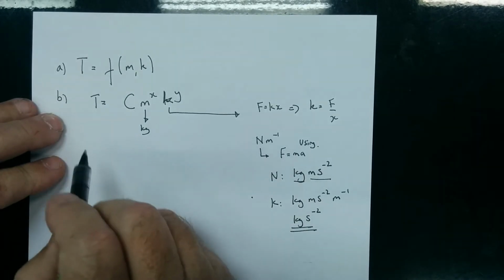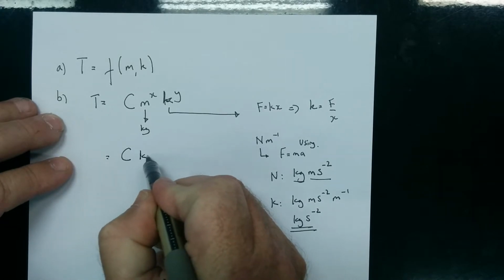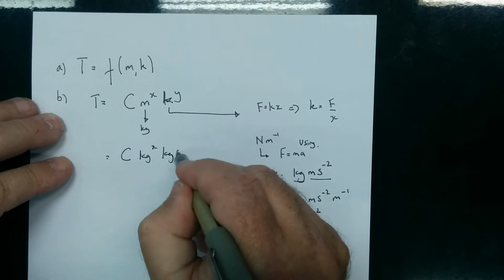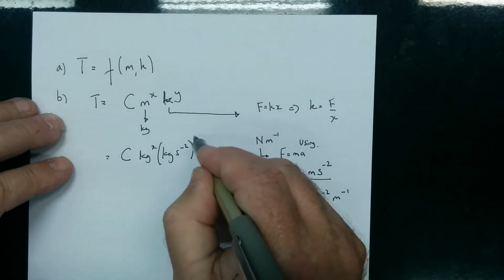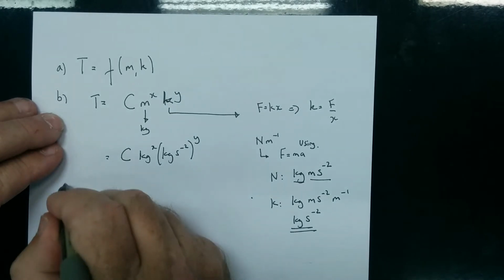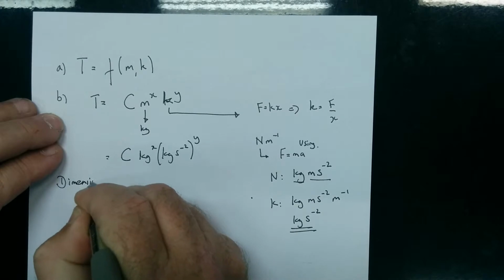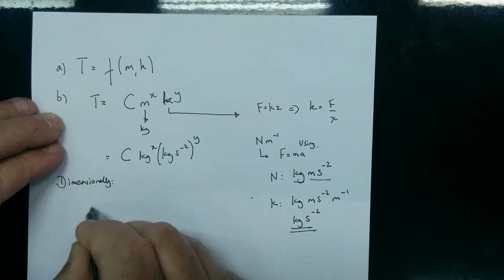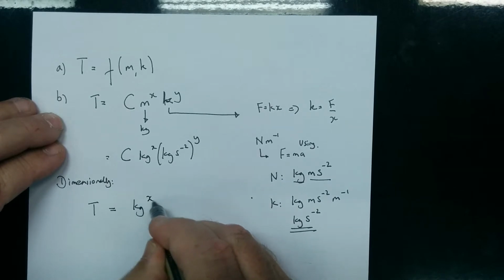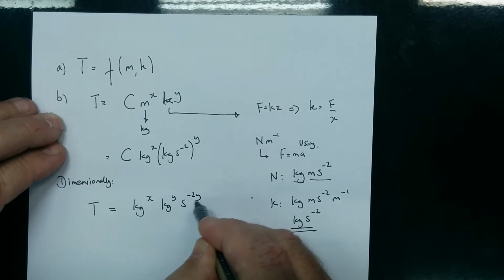We're going to put them both into the equation. So that equals C, kilograms to the x, and then kilogram seconds to the minus 2, to the y. Well, we don't need the C because it's dimensionless. So we can write dimensionally, T is equal to kilogram to the x, kilogram to the y, seconds to the minus 2y.